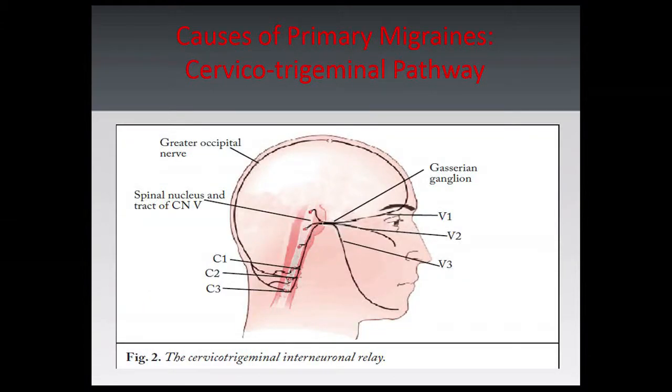And this is just a picture describing what we call the cervical trigeminal pathway. I mentioned the fifth cranial nerve. There's three branches, one that goes to the forehead, the second to the nose, the cheek, and the third down to the jaw. Then you also have occipital nerves up at the upper part of the spinal cord.